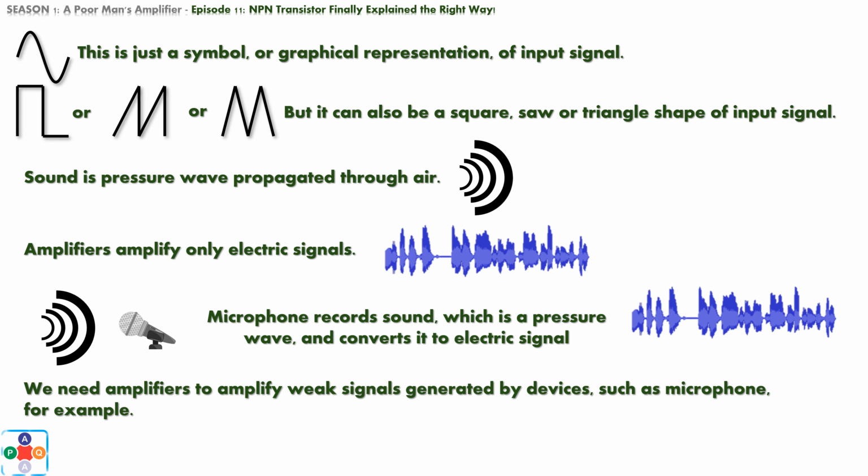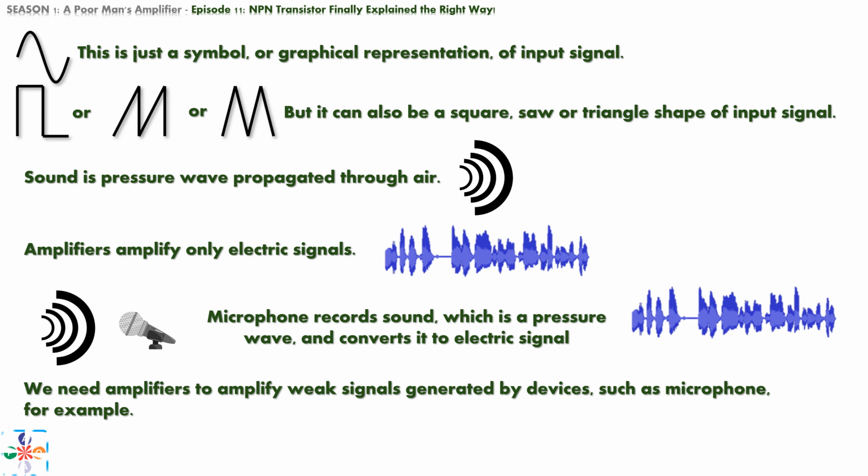Let's dispense with the most obvious stupidity. The sine wave line is just a symbol for the input signal. Why not a square, saw or triangle shape of the signal? Nobody knows. Someone, just out of utmost malice, determined that the symbol for the input signal in amplifiers will be a sine wave line, and left it like that, without any definition or explanation.